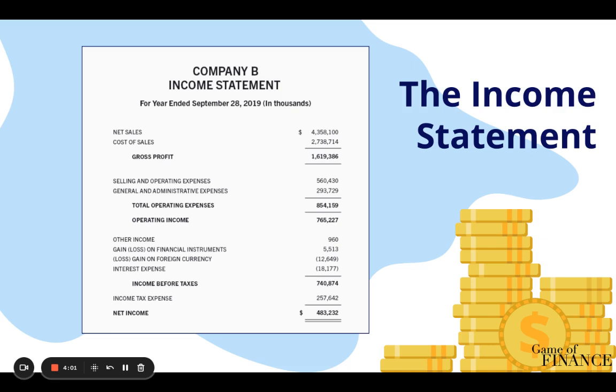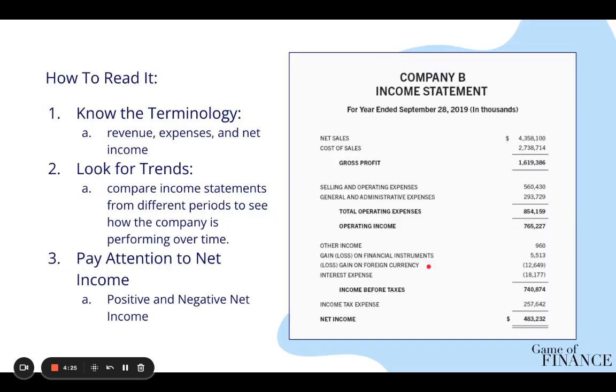The difference between revenue and expenses is considered the company's net income or net profit. If the revenues are greater than expenses, the company would have a net income. And if the expenses are greater than the revenue, the company would have a net loss. You can see here, this would be where the net income or net loss would be recorded. Now let's look at how to actually read an income statement.